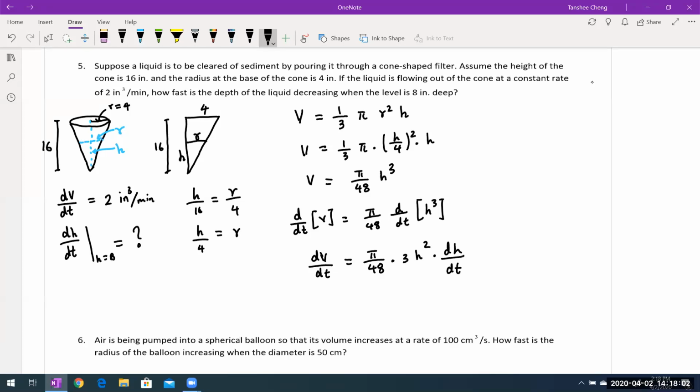So we can get what we want to look for. Solving for dh/dt, this will give me, I can reduce the 3 and the 48, which will give me 16. And when I multiply both sides by the reciprocal of this, that will become 16 over pi h squared times dV/dt.